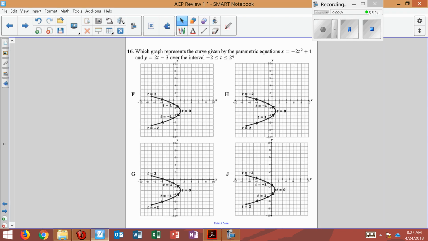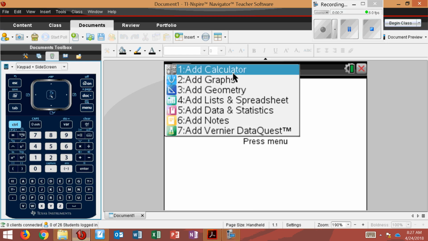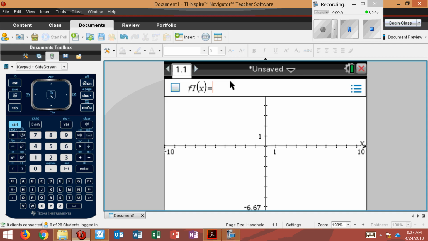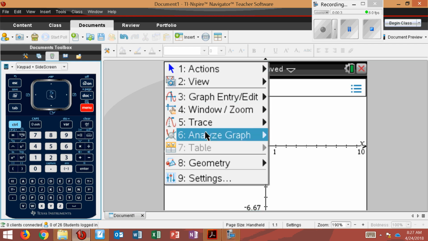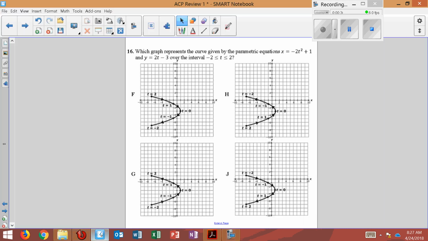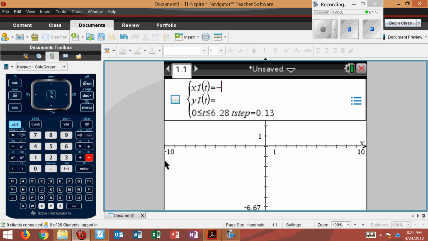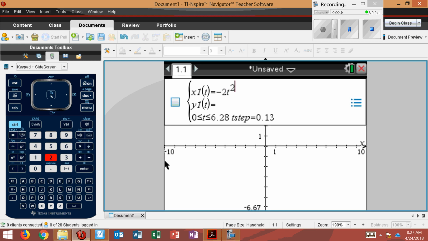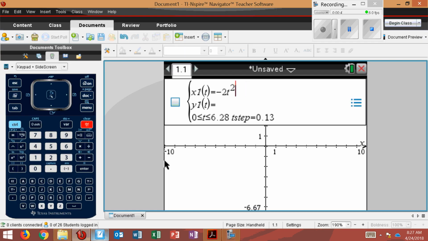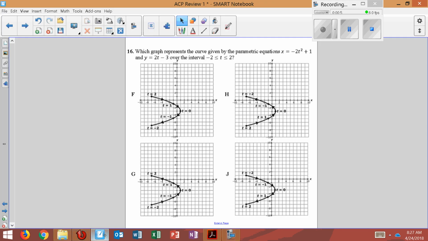So the way we do this is we go to parametric equations and we graph this. So we'll go parametric equations here and under graphs. So we go graphs, menu, and graph entry, parametric. And then we type in our equations. The first was negative 2t squared minus 1. Might have been plus 1. Let me check that real quick. That's actually plus 1. And then the other equation is 2t minus 3.